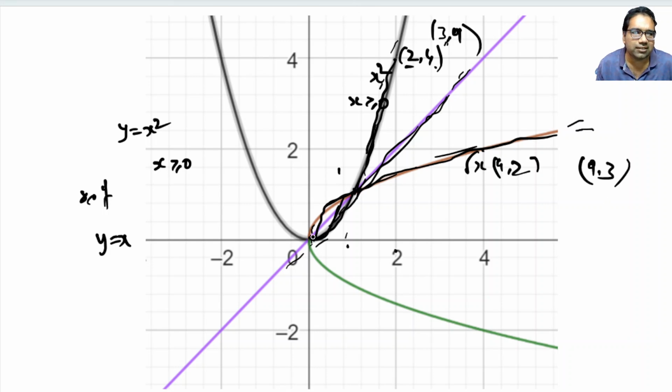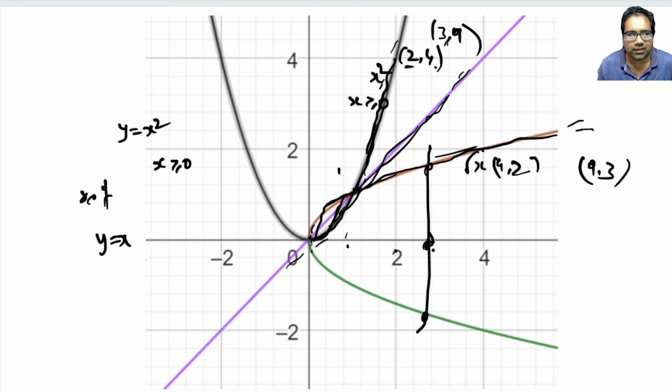Now, you can clearly see this is a reflection around y equal to x. If you include the left part also, what is the reflection? Reflection of this graph is this one. But if you include this part also as a graph, this is not a graph. Why? Because for the same x, we are getting two different y's, which is not possible.